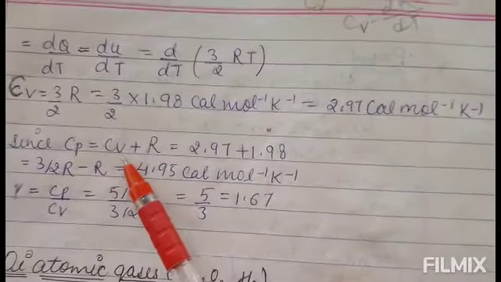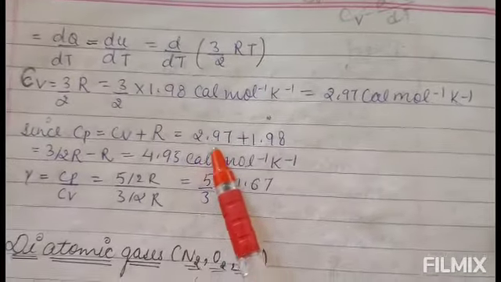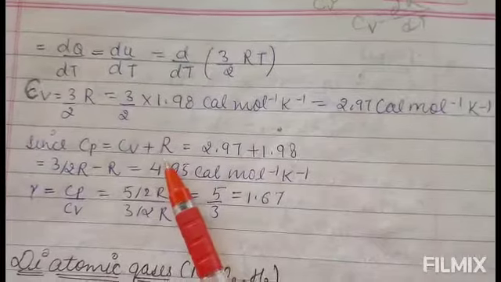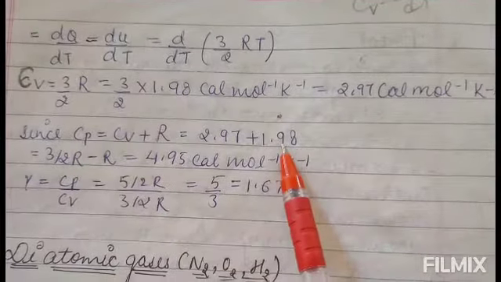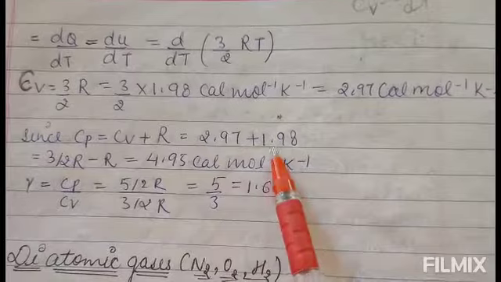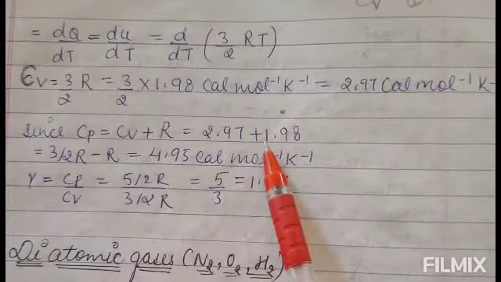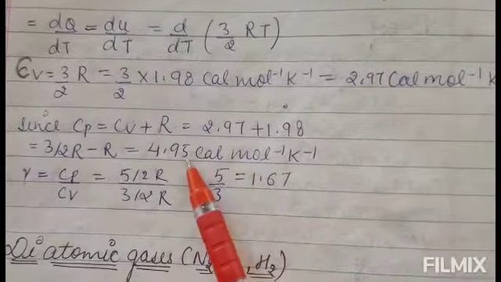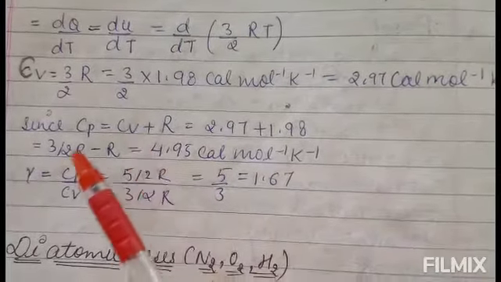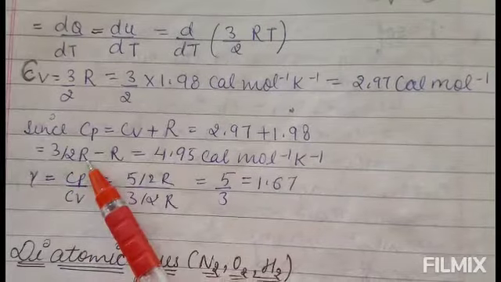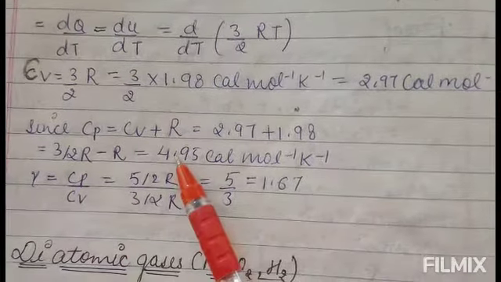So Cv we have already calculated, that is 2.97. The value of R is a constant, which is 1.98 here. So we can just write 2.97 plus 1.98, and here we can see that it will come to 4.95. In place of Cv, we can write 3/2 R also, then the value can be calculated this way.